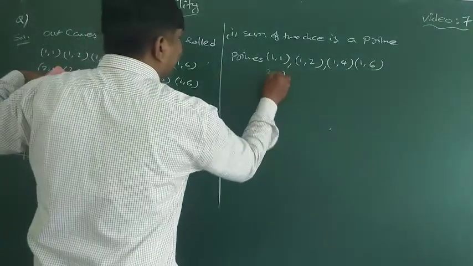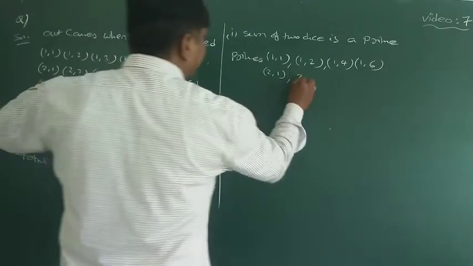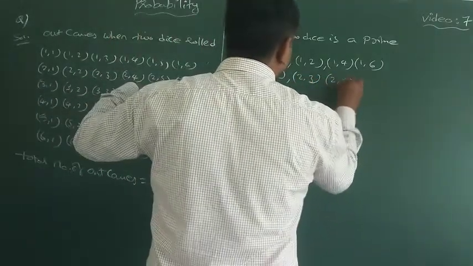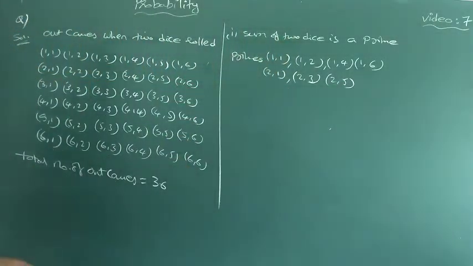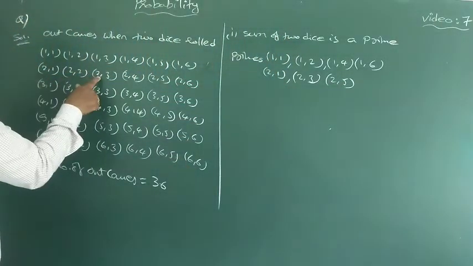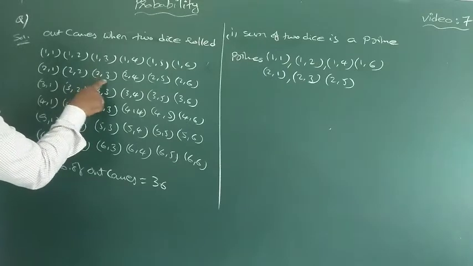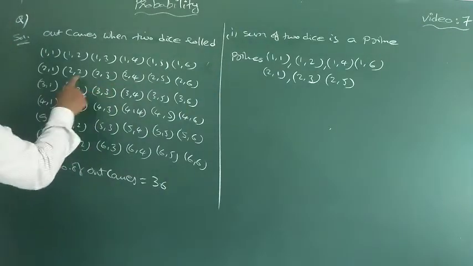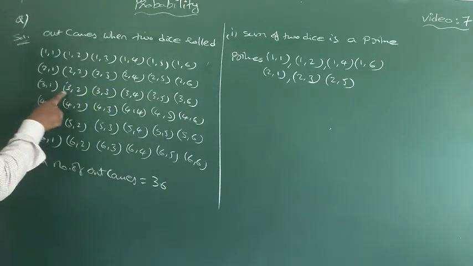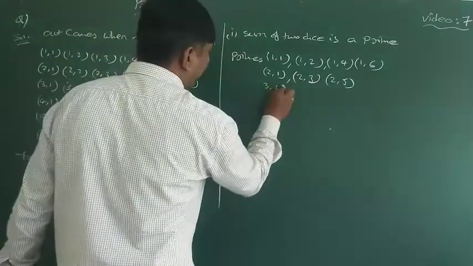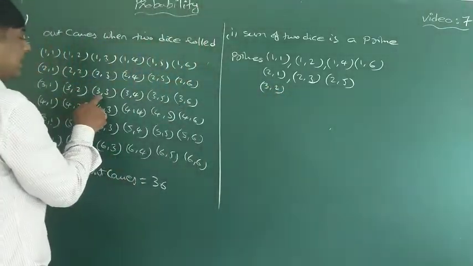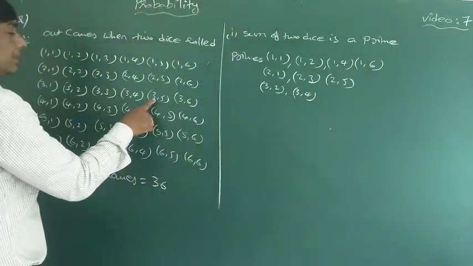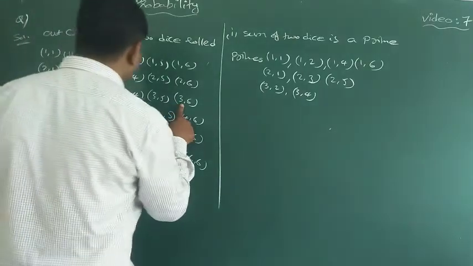Again, 2 comma 1 prime number, 2 comma 3 prime number, and 2 comma 5 prime number. But 2 comma 6 is not a prime number. 2 plus 1 is 3, 2 plus 3 is 5, 2 plus 5 is 7. This one is not a prime number. Again, 3 comma 2 is a prime number. 3 comma 3 not prime. 3 comma 4 is prime. 3 comma 5 not prime. 3 comma 6 also not prime.